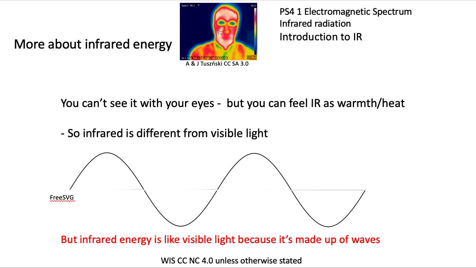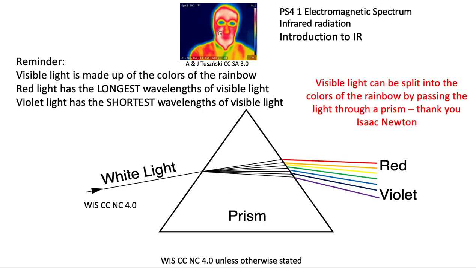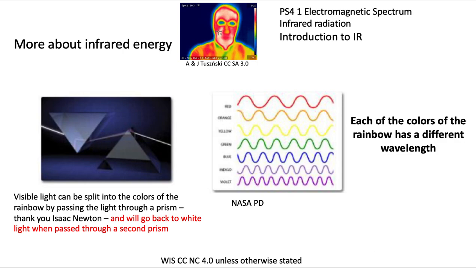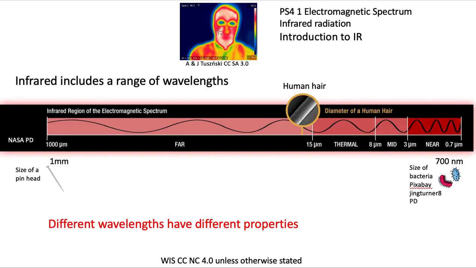Infrared's different from visible light, but it's made up of waves. And just to look at sunlight, it can be split by a prism, by a raindrop, into the colours of the rainbow. And that's thanks to Isaac Newton. And those different colours of the rainbow have different wavelengths. And indeed, infrared has different wavelengths.